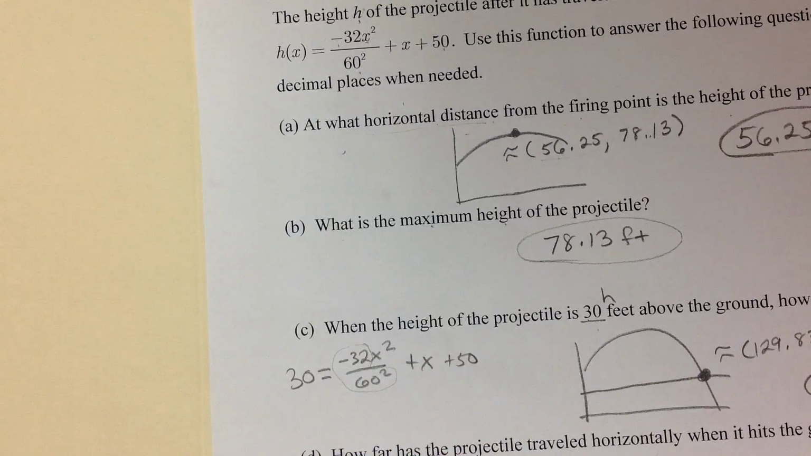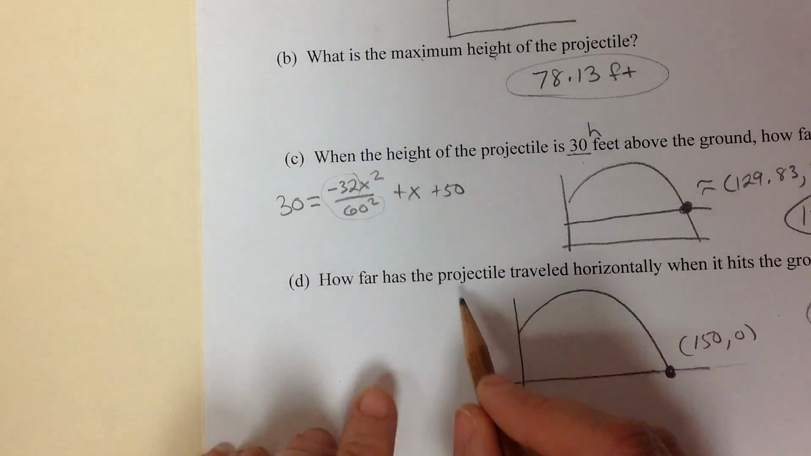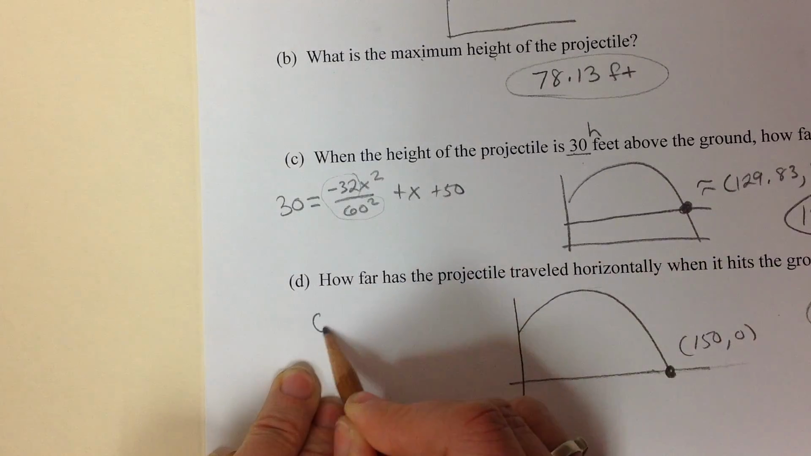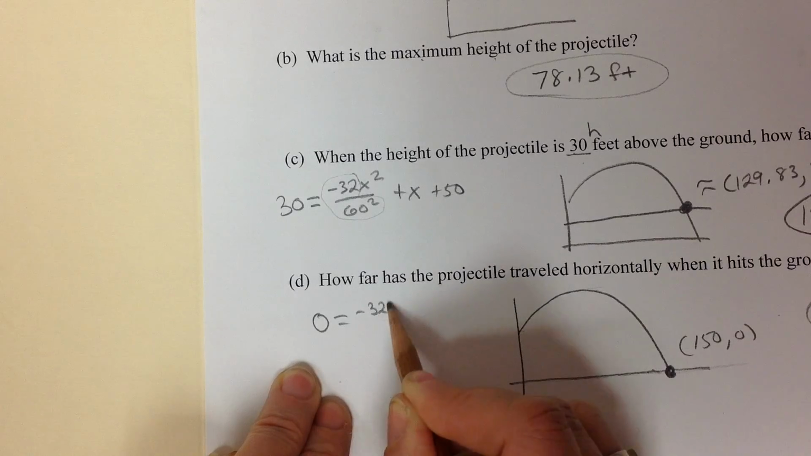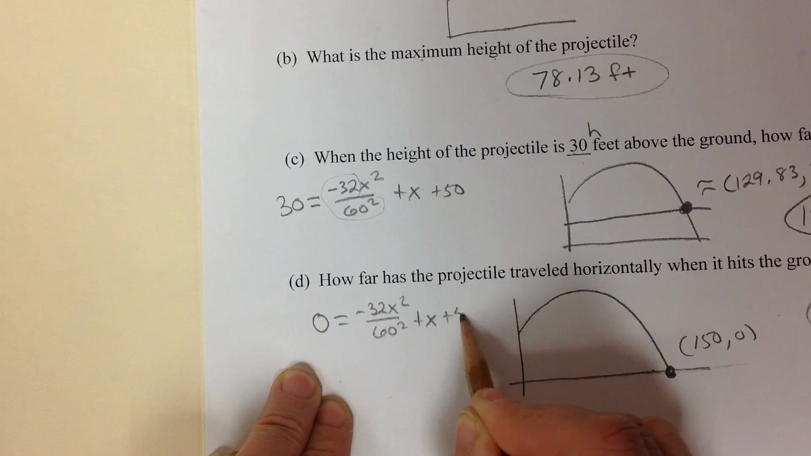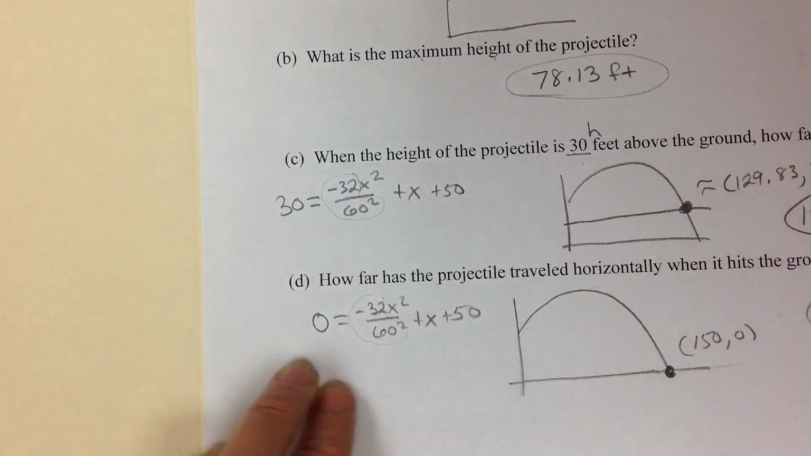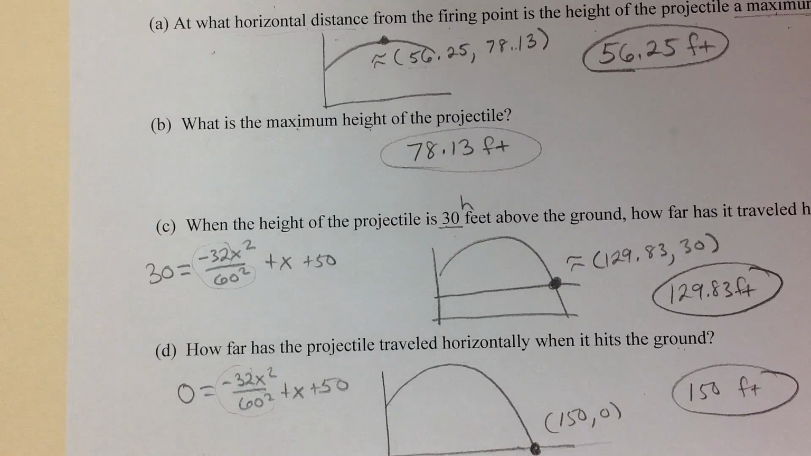That's not very pretty. It would be very similar for part D because when it hits the ground, the height is now 0. But we'd still have that same mess over on the other side of the equation, particularly with that a value being negative 32 over 60 squared. So here graphically is probably the best approach.